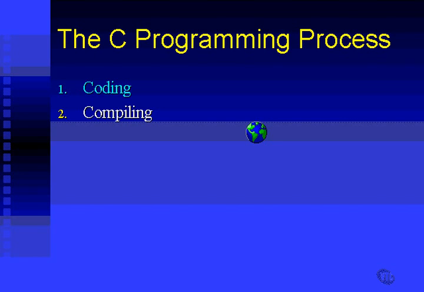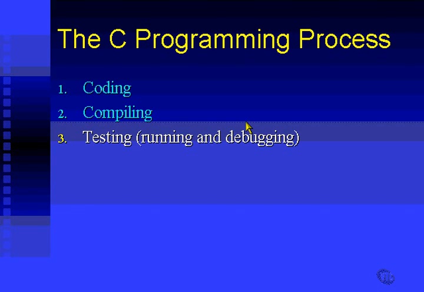But for now, suffice it to say that compiling is the process of turning something that you can understand, in other words source code, into something that the computer can understand, in other words machine code. It's the conversion process. You'll end up then with a program that you can then test and see if it works. That's the third step, testing, which involves running the program and putting it through its paces to see if it does what you think it's going to do.